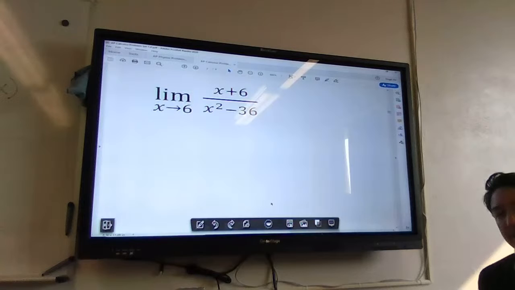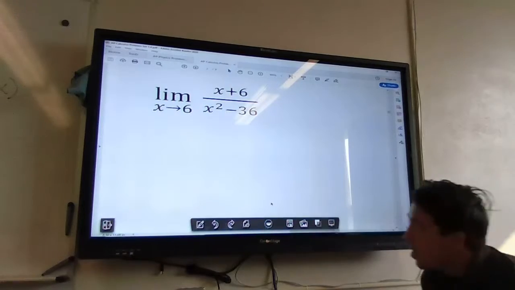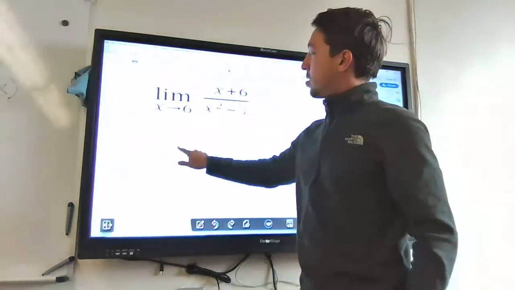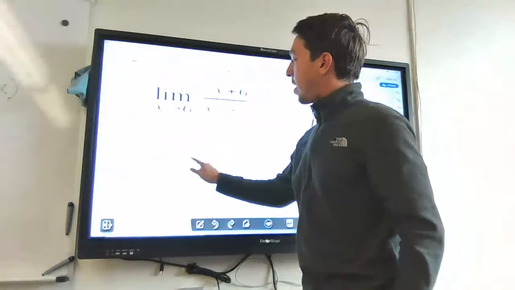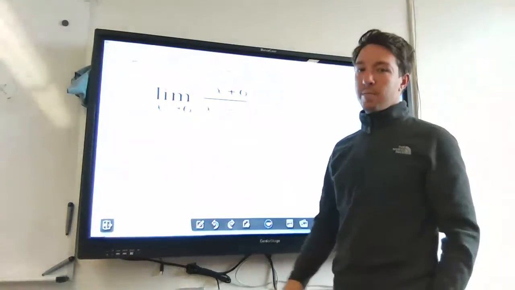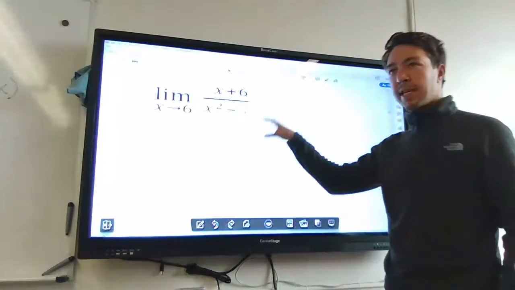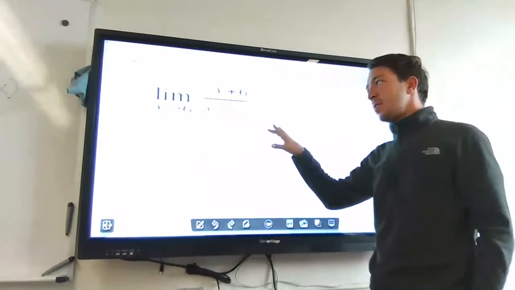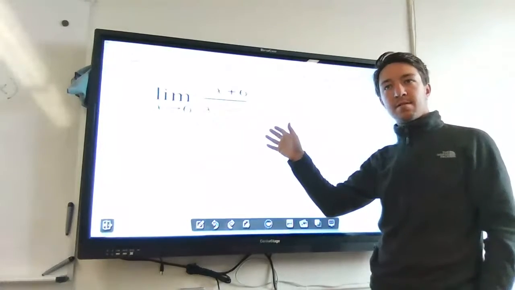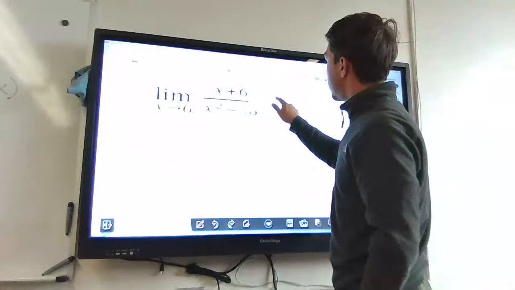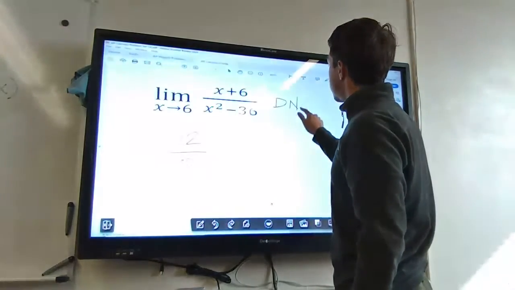Every limit you do, there's a first step. Oh. Can we see it? What does that first step generate for us? 12 divided by 0. That is not indeterminate. That's not like a mysterious thing. What kind of structure would be existing on this graph at 6? Vertical asymptote. So this limit does not exist.